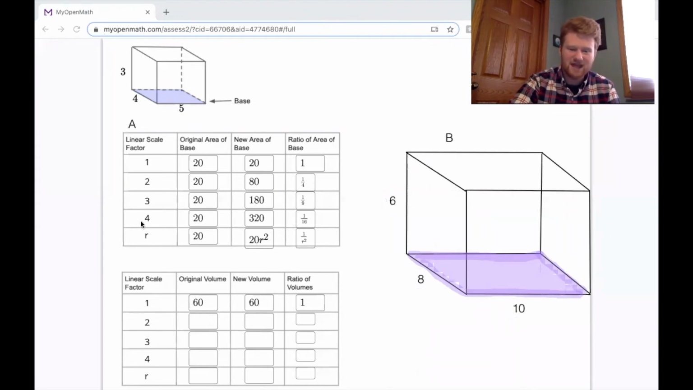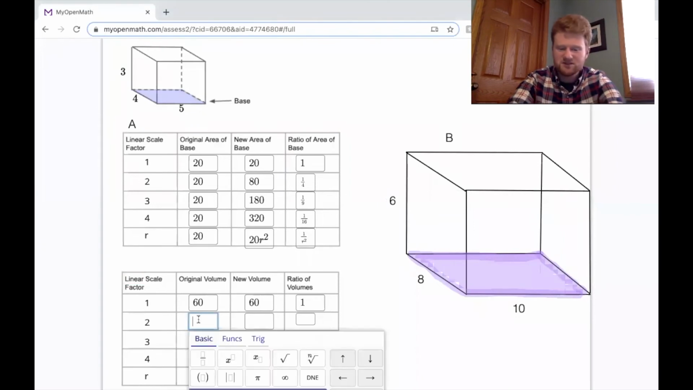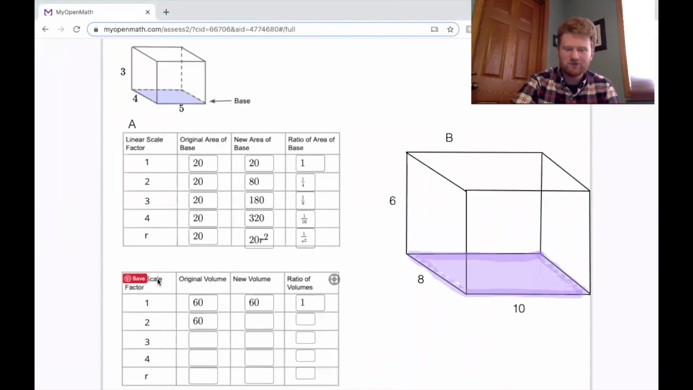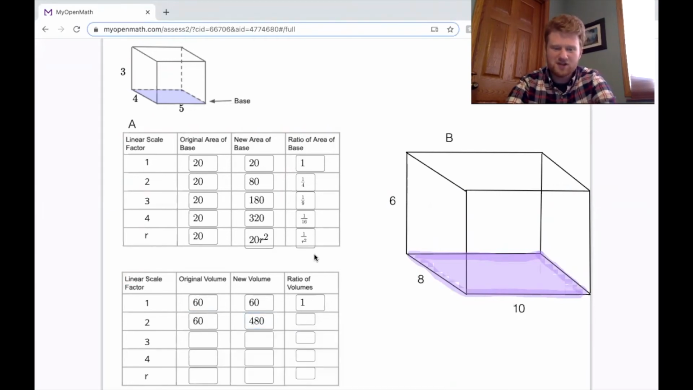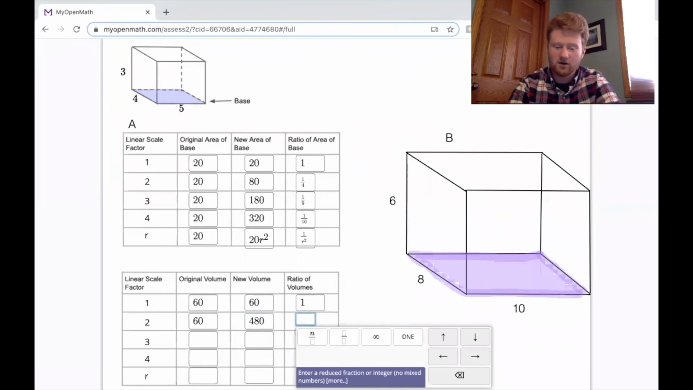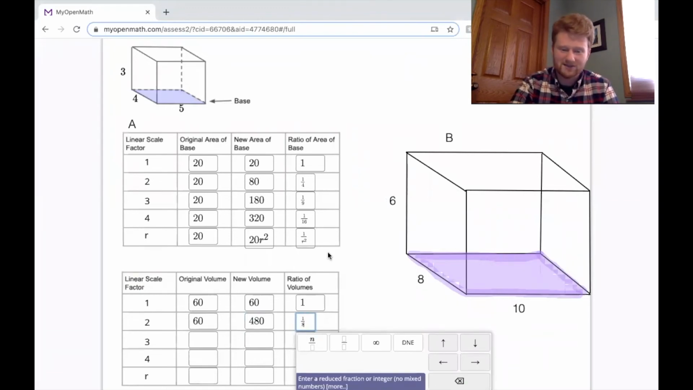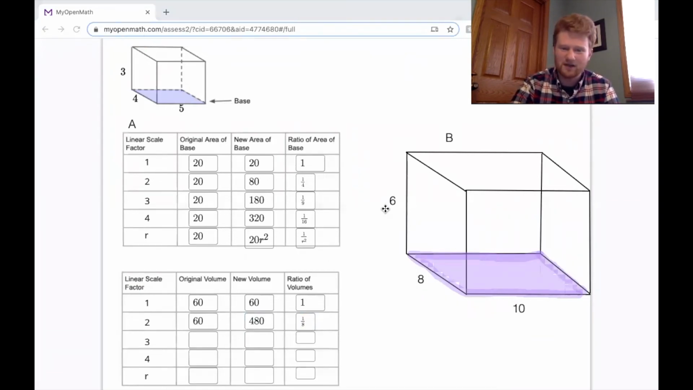So back down to our table here, our original volume still is 60, but the new volume is going to be length times width times height, which is 10 times 8 times 6. 10 times 8 is 80. 80 times 6 is going to get 480. So what is our ratio of volumes? Well, 60 over 480. If we simplify that down, we're going to get a ratio of 1 over 8, or 1 to 8.